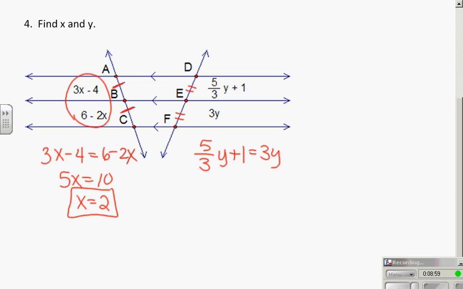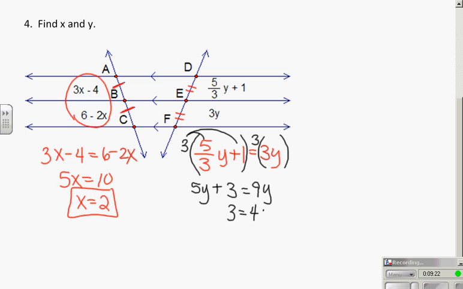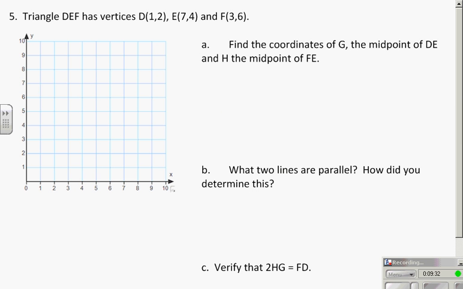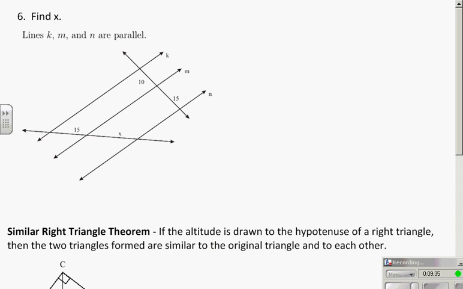I can come over here and I can set up another set of equations with 5/3 y plus 1 is equal to 3y. I really don't like that 3 in my denominator, so I'm going to multiply both sides of my equation by 3. Remember to do the distributive property. 3 times 5/3, those 3's are going to cancel. I'll have 5y. 3 times 1 is 3. 3 times 3y is 9y. Subtract 5y from both sides. Divide by 4. Y is 3/4.